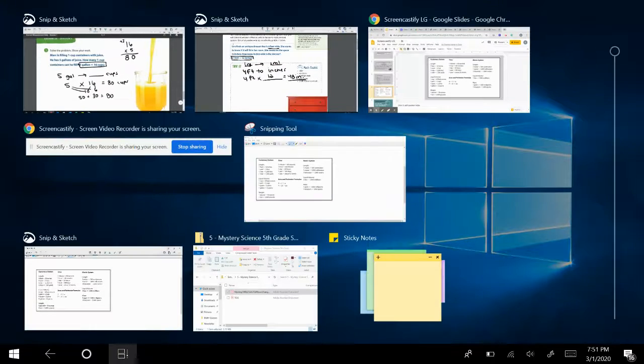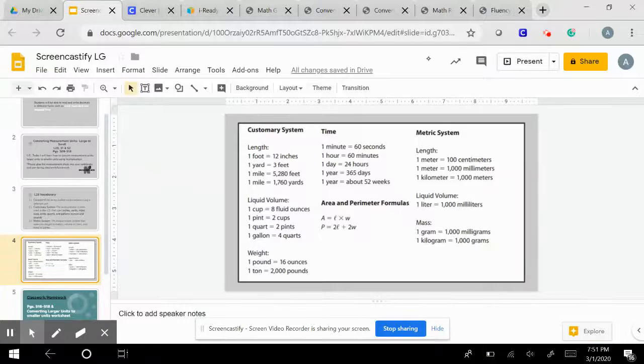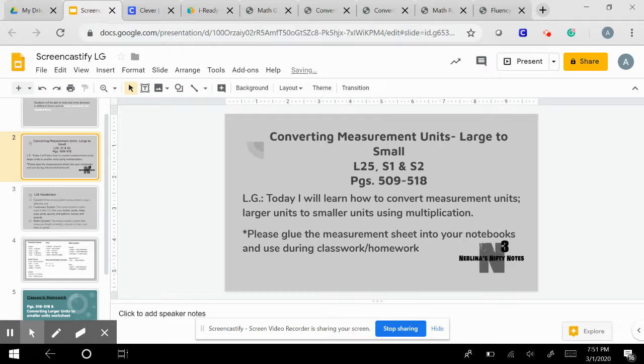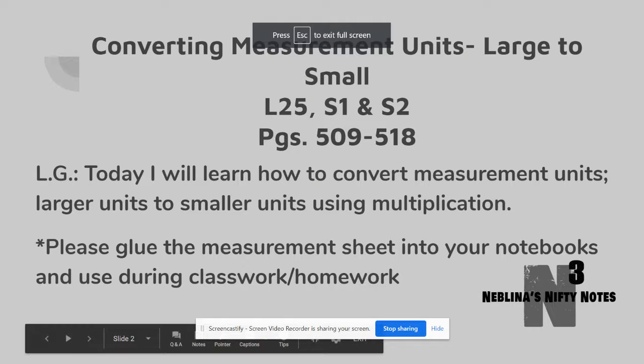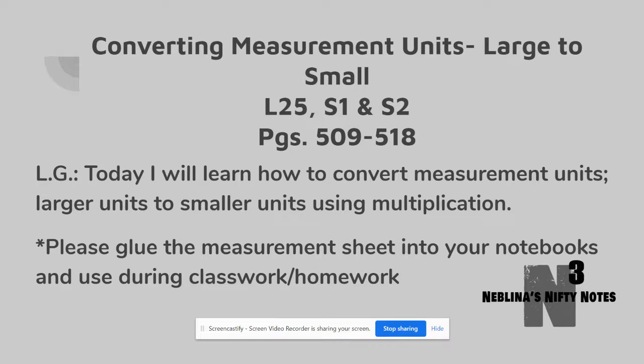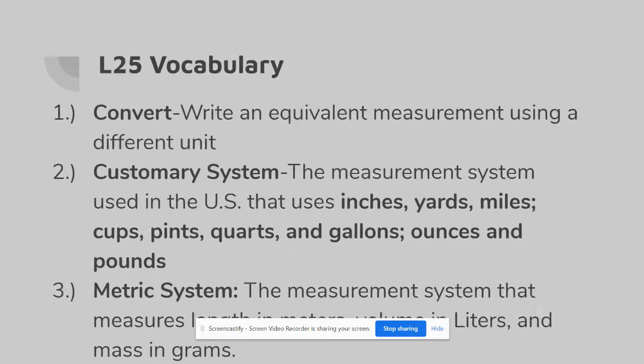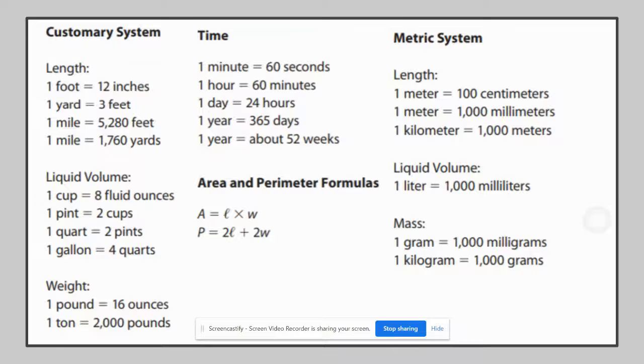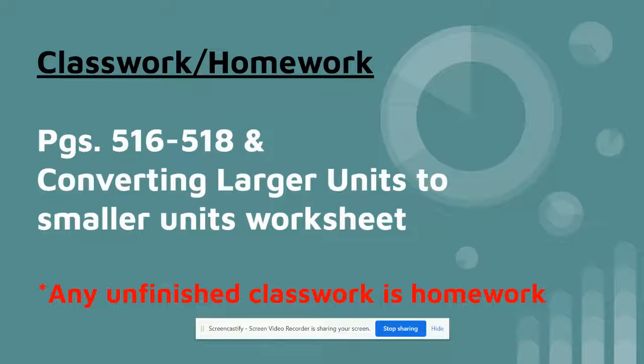So let's go back to the learning goal. Okay. So again, today I will learn how to convert measurement units, larger units to smaller units, using multiplication. Okay, so again, all of these problems should be multiplying until tomorrow, when we will be dividing. Okay, here's your homework. Oh, here is the cheat sheet one more time.